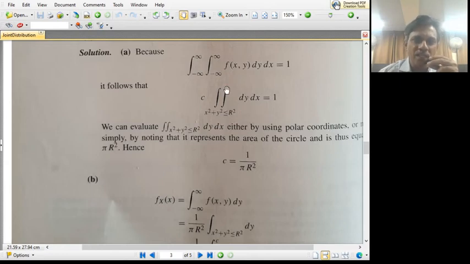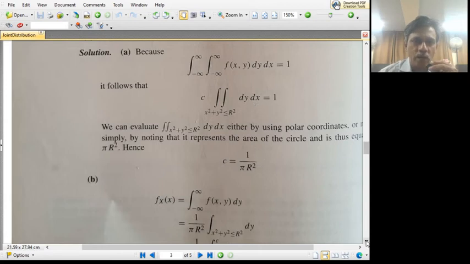But this case is so simple that you don't need to get into all those complications. This is nothing but the area of the circle with radius r, and because it is uniform distribution, you don't need to worry about it. You can just find the area and multiply it by c. Otherwise you cannot afford to do that. So this is just pi r squared. So c into pi r squared is equal to 1. C is equal to 1 over pi r squared.